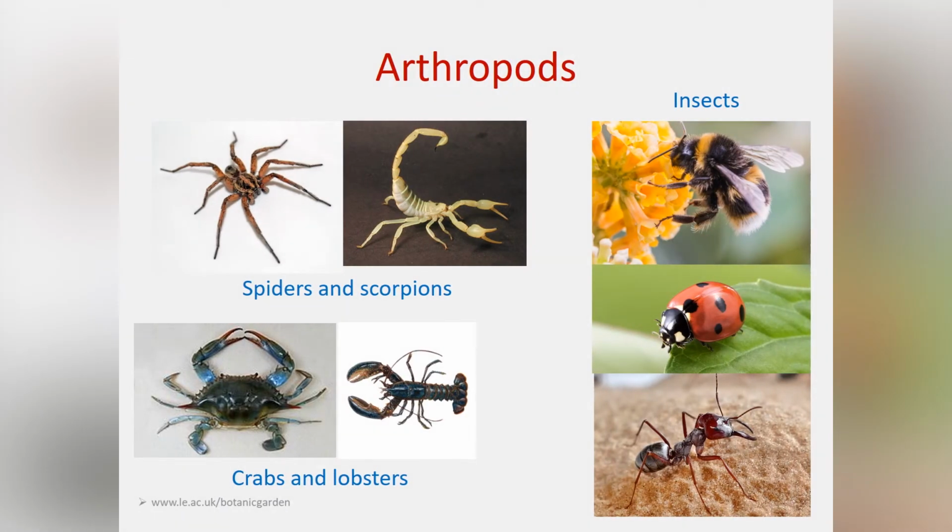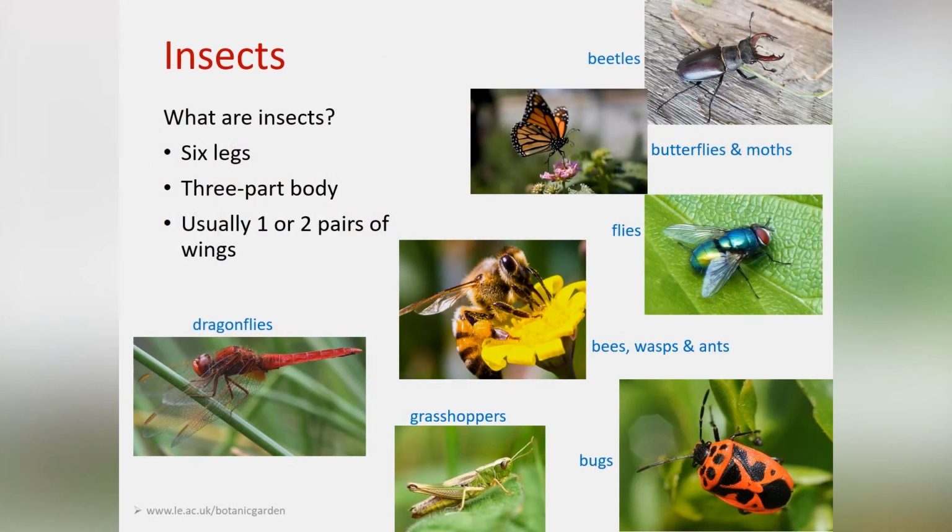The class of arthropods is the invertebrate group you will have seen the most of species. The arthropod class is split into the orders of spiders and scorpions, crabs and lobsters, and insects. Insects all have 6 legs, 3-part bodies, which you can see very clearly on the beetle, and usually have wings.